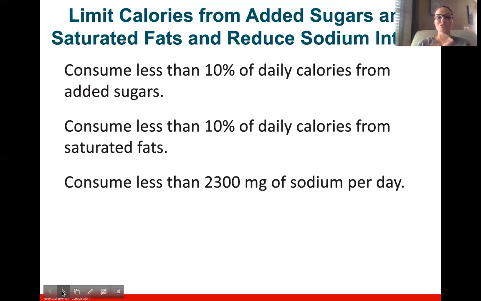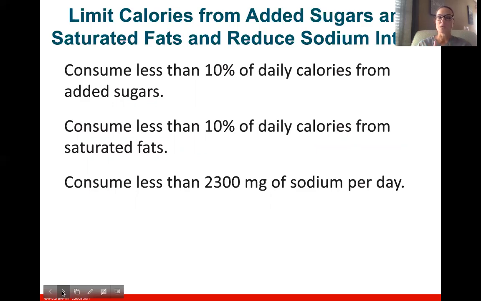Limit calories from added sugars and saturated fat, reduce sodium intake. The easiest way to do that is to be eating more at home and preparing our own food. So eating less than 10% of our total calories from added sugars, consume less than 10% of our daily calories from saturated fat, and less than 2,300 milligrams of sodium per day. So to put that sodium number into perspective, 1 teaspoon of sodium is 2,300 milligrams.